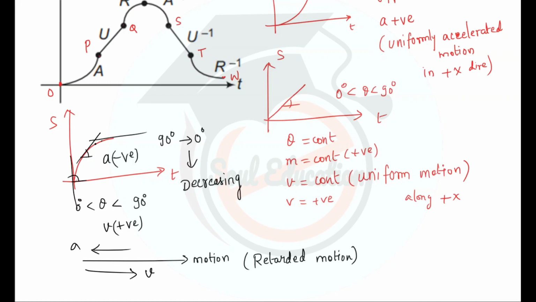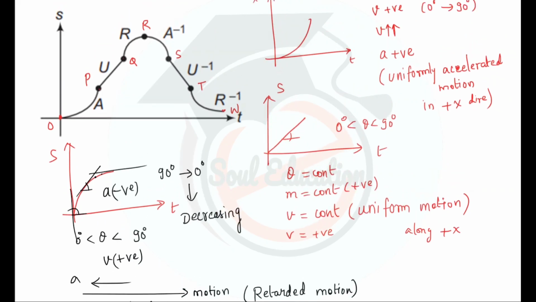Okay, so retarded motion is when the angle between velocity and acceleration is 180 degrees. Whenever the angle between acceleration and velocity is 180 degrees, that is called retarded motion. I hope you understand this QR part.